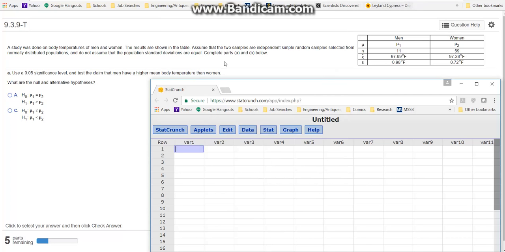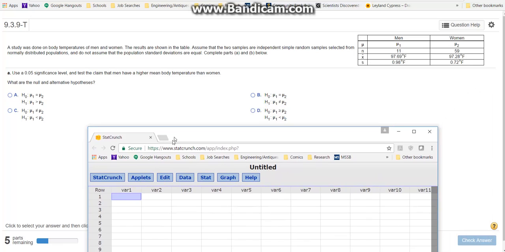Hello class, let's take a look at this problem right here. This is a hypothesis test, but specifically it is a hypothesis test with independent treatment. We have two samples. The summary statistics are reported here, and more importantly, they provide us with sample means, sample standard deviations, and sample sizes. Complete parts A through B.